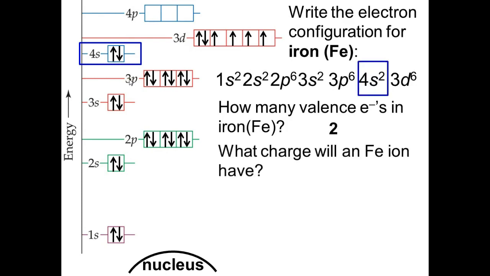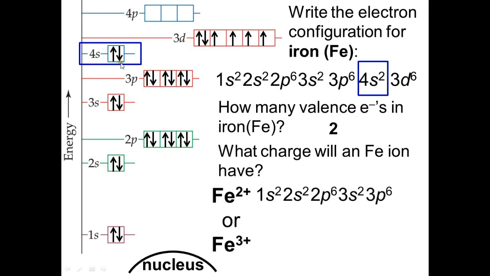And what will the charge of the ion be? It's weird because iron can either lose these 2 valence electrons like you expect, or it can lose 1 extra to get rid of this double pair, and it will have a charge of 3 plus. And so the weird thing about transition metals is they like to lose this valence electron, or they like to lose 1 electron, so they have all these singles.